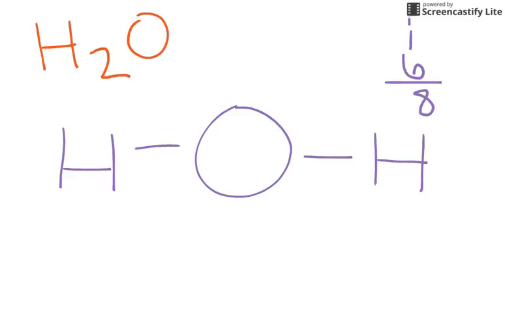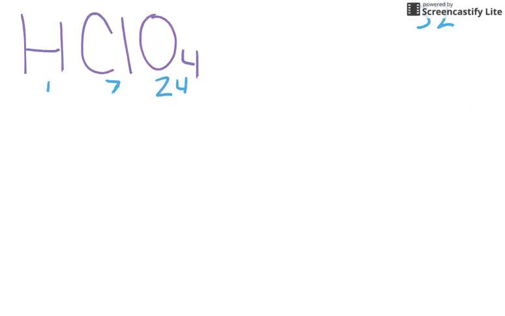Since each one of the single bonds represents 2 electrons, you would subtract 4 since there's 2 of them. And then you would end up with 4 left. And since hydrogen is happy with only 2 electrons connected to it, you can use the last 4 to go around oxygen. So now oxygen is happy with 8.